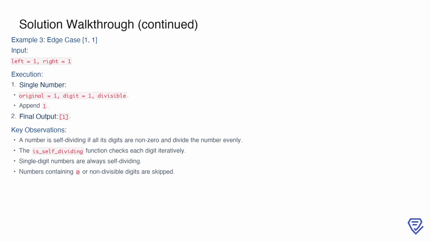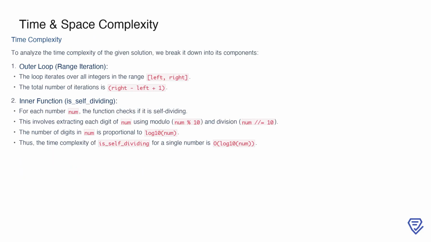The output for this edge case is simply 1. Some key observations from these examples include the fact that a number can only be self-dividing if all its digits are non-zero and every digit divides the number evenly. The is_self_dividing function handles this by iterating through each digit of the number to ensure it meets these conditions. Additionally, single-digit numbers are inherently self-dividing, while numbers containing the digit 0 or any non-divisible digit are automatically excluded from the result. To understand the time complexity of this solution, we start with the outer loop.